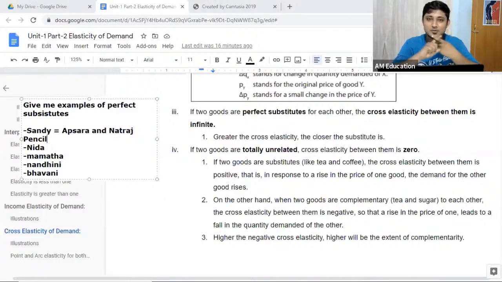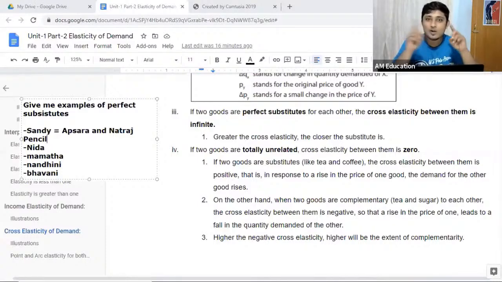Apsara and Nataraj pencils were exactly perfect substitutes, no? Both were the same rupees, both were the same length. Except for some small feature change, everything else was the same, right? Did you guys know Apsara and Nataraj are the same company's product? Like that. So these are called perfect substitutes, right?